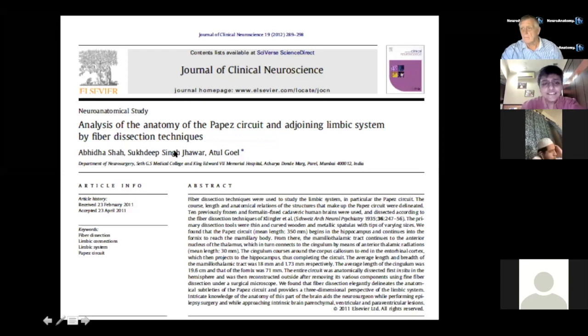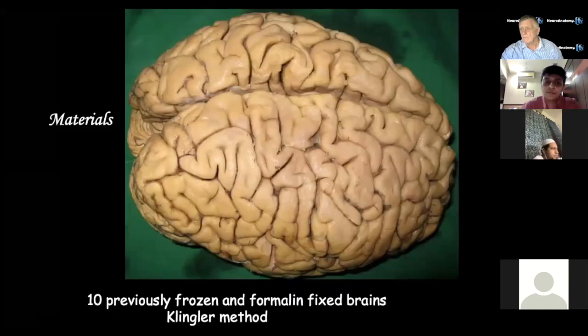We did this study way back in 2009 and published this paper. It was one of a kind, and it is a very highly cited paper.